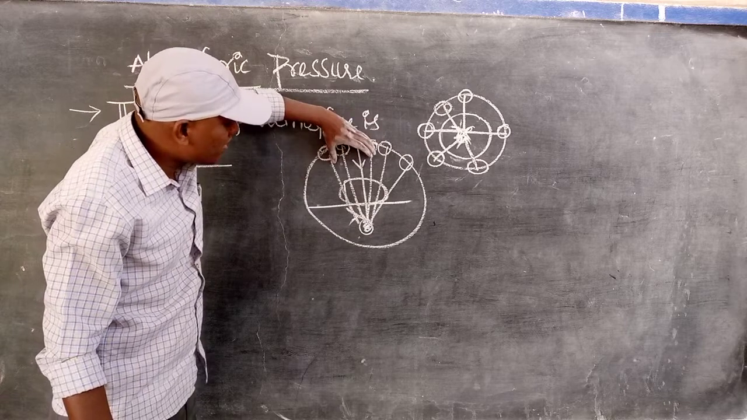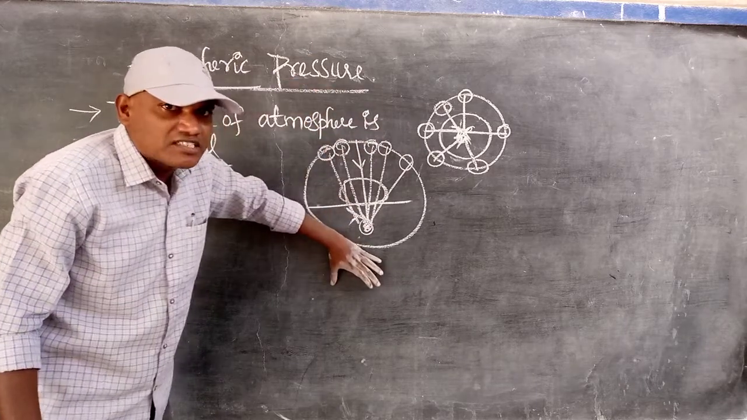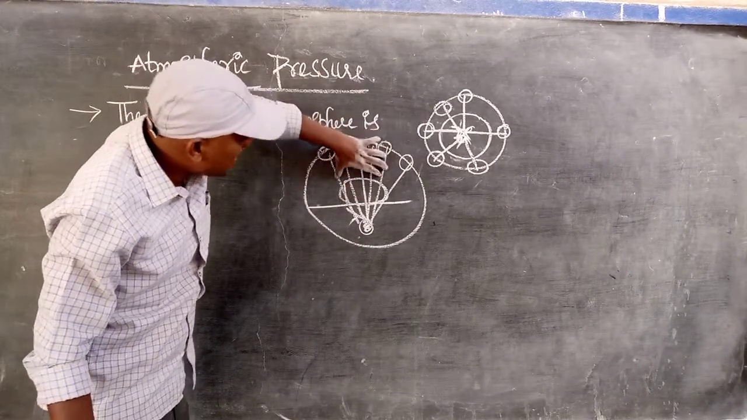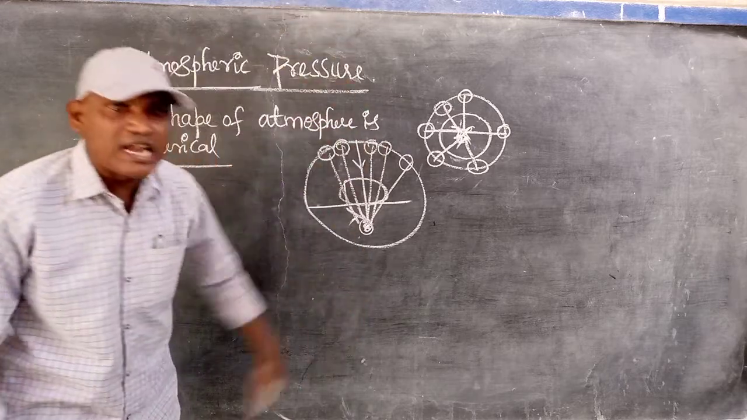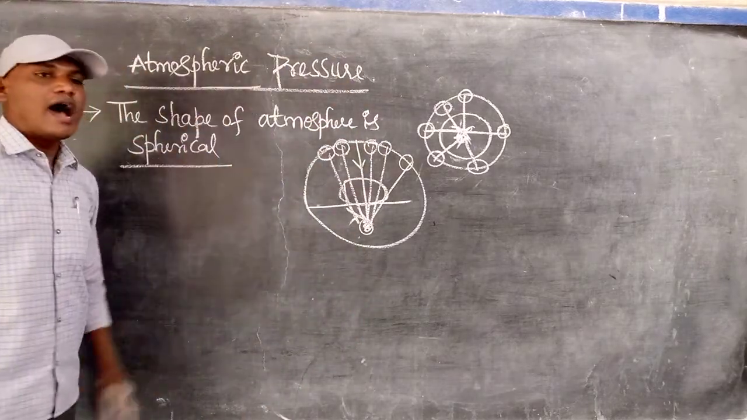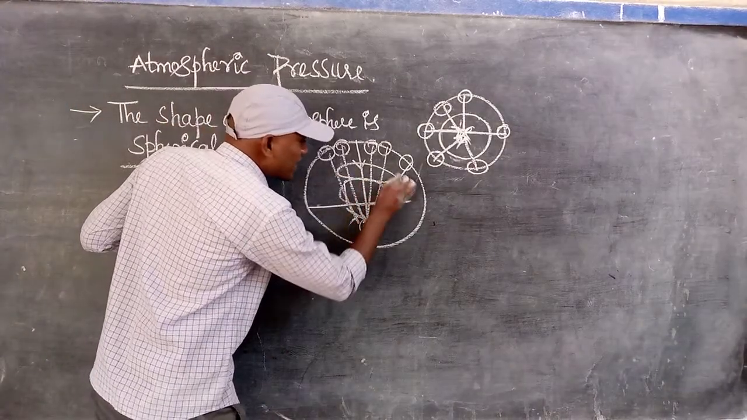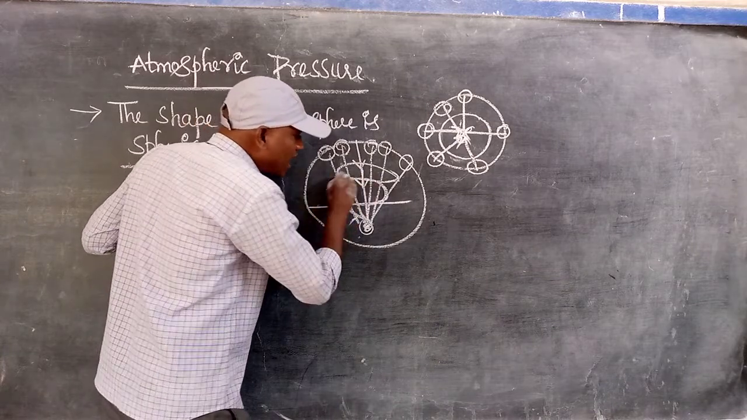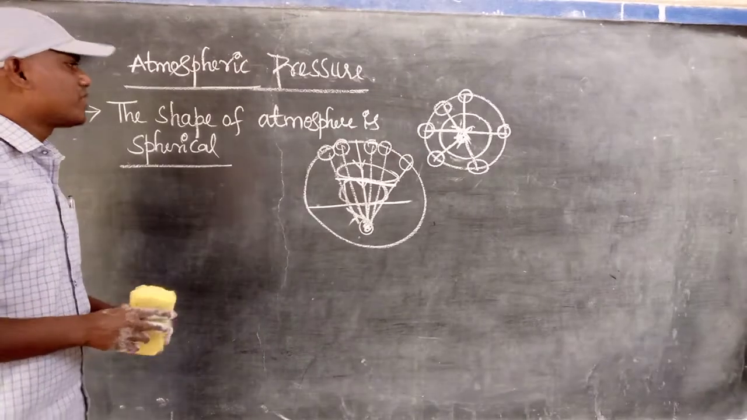Then this air tends to move in which direction? Downward direction. Not the same, but it tends to move in a downward direction. At that time, this air force will be acting on the surface of the body vertically downward. That is called atmospheric pressure. It is nothing but the air present in the atmosphere exerting some force on the surface of the body. That is called atmospheric pressure.